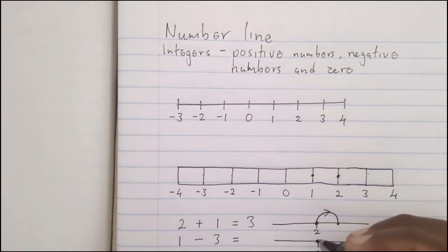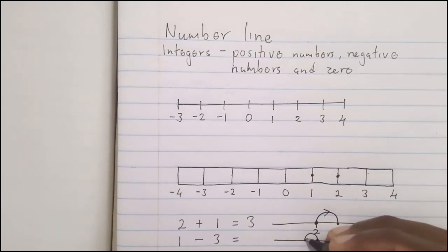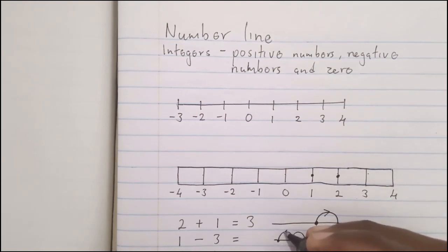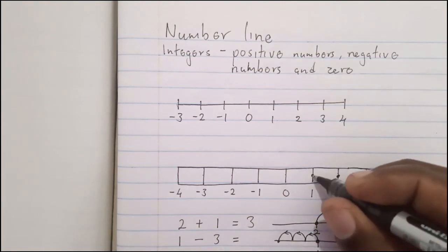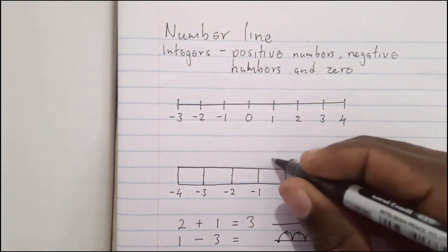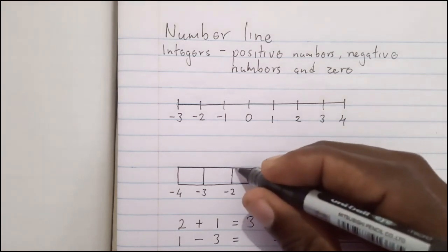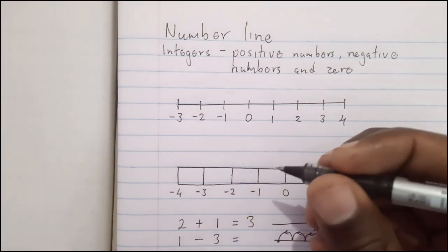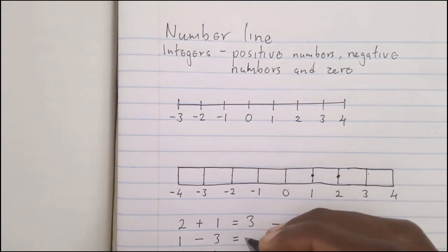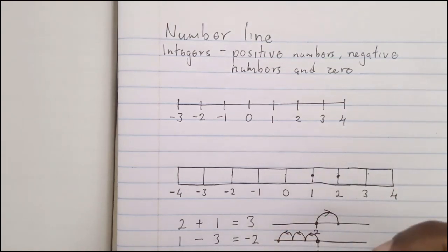Okay? Now again, what do you have? 1, 2, 3. And the question is, what is your new position? Having moved from here and moved back 3 steps, what is your new position? Again, if you've done that correctly, you should be at -2.